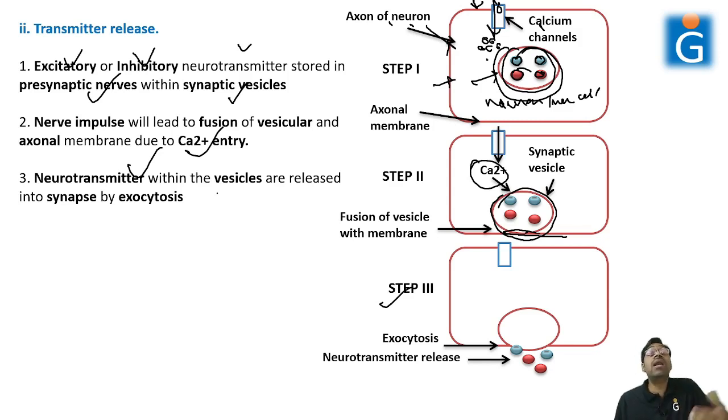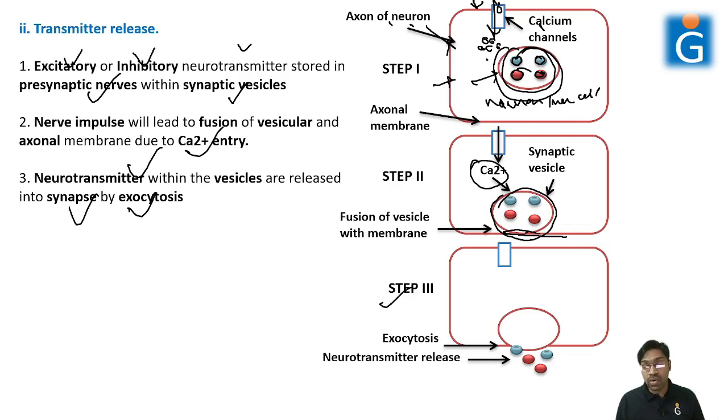Exo means release outside the cell. Cytosis means cell. Anything which is released from inside of the cell towards the outside of the cell, this process is called exocytosis. Release of the neurotransmitter from within the cell towards the outside of the cell by exocytosis into the synapse. Synapse means the actual junction located between the presynaptic neuron and postsynaptic neuron.